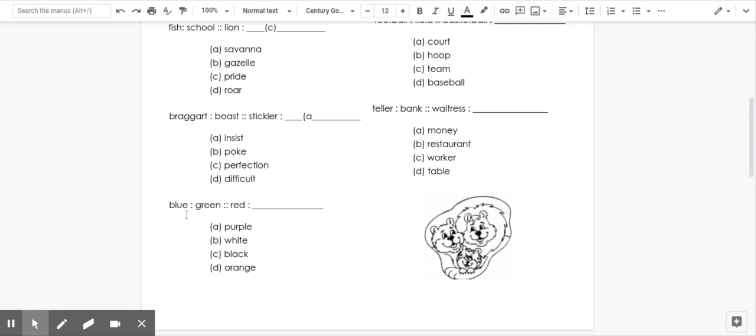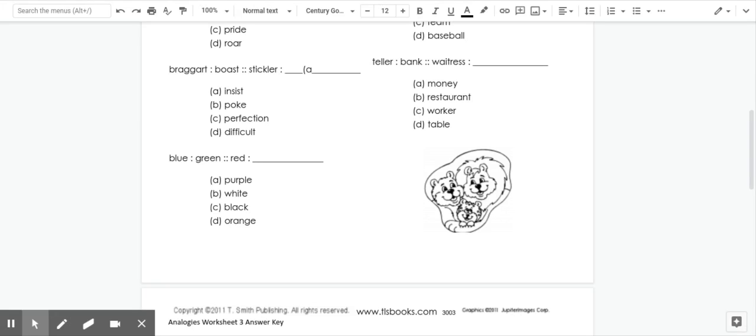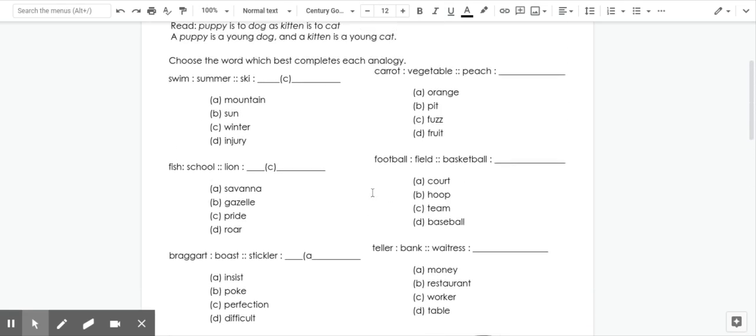Okay, next one. Okay, the next one we have blue is to green as red is to blank. And this is a little tricky because all of the answers here are colors. So you have to come up with a relationship between blue and green that can be the same as between red and one of these other colors. For example, you could say in a rainbow, blue is next to green, and in a rainbow, red is next to, and you would have the answer orange.